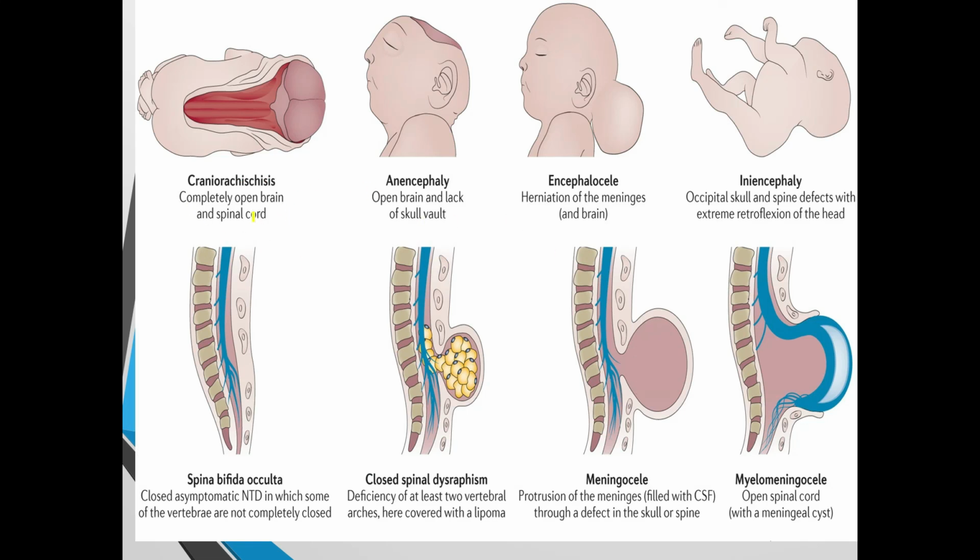Craniorachischisis, there will be a completely open brain and spinal cord, and anencephaly, open brain and lack of skull vault. Encephalocele, there is a herniation of the meninges, and in iniencephaly it is an occipital skull and spine defect with extreme retroflexion of the head. And spina bifida occulta, it is a closed asymptomatic neural tube defect in which some of the vertebrae are not completely closed. Closed spinal dysraphism, that is deficiency of at least two vertebral arches, here it is covered with a lipoma. And meningocele, protrusion of the meninges filled with CSF through a defect in the skull or spine. Myelomeningocele, that is an open spinal cord with a meningeal cyst.